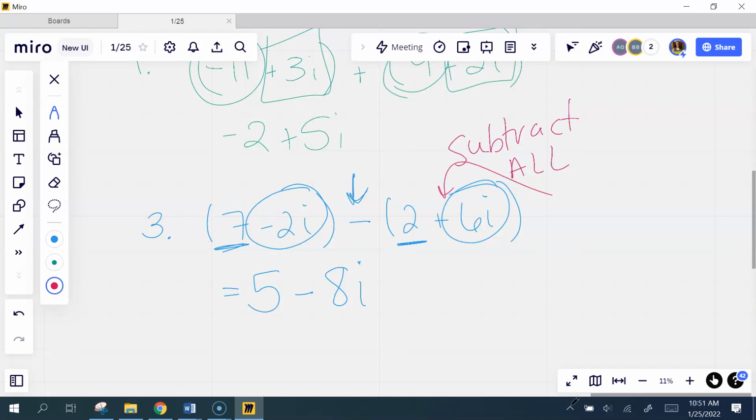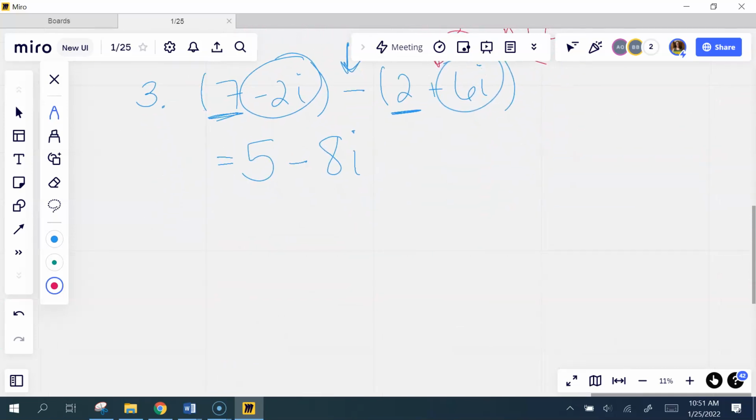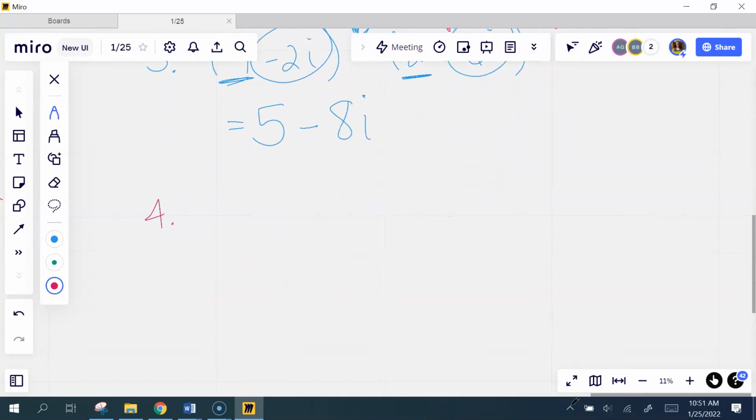Does that make sense? Do you need me to do another example, or are you okay? Another one? Okay. Let's do number 4. 6i minus 14 minus i plus 5 minus 3i. If I'm working this, I'm probably working left to right and not doing more than 2 at a time, just to make sure that I keep everything in order here.